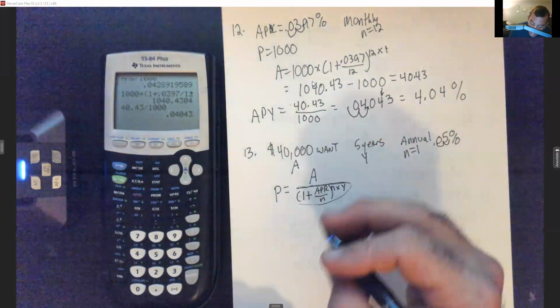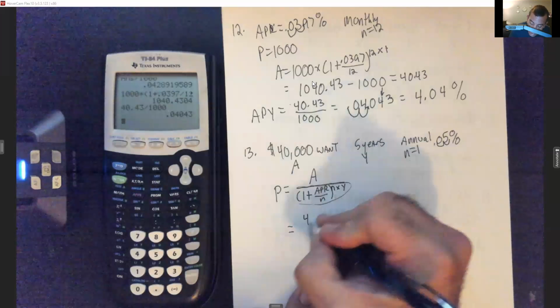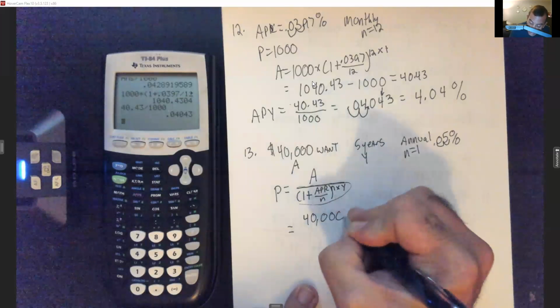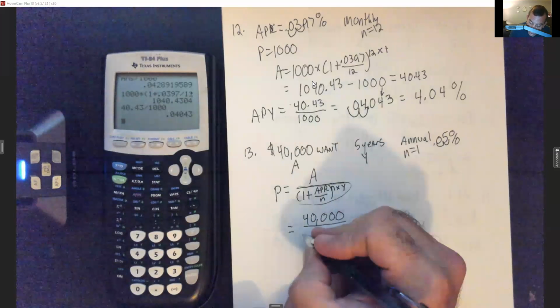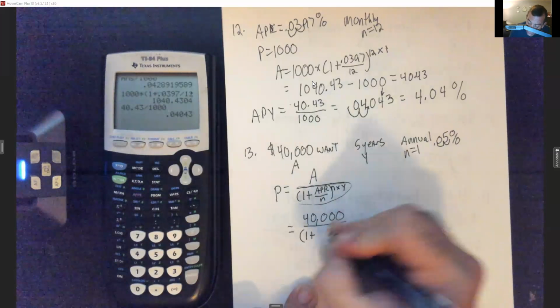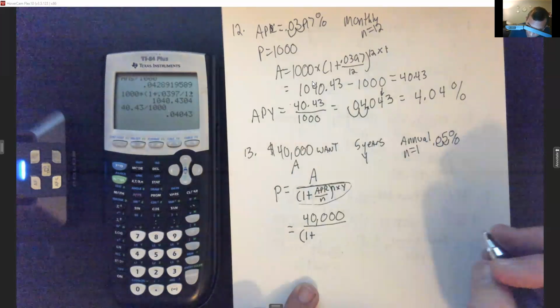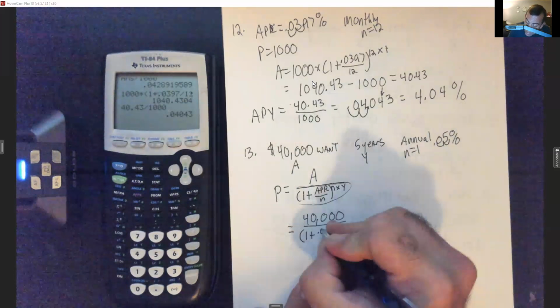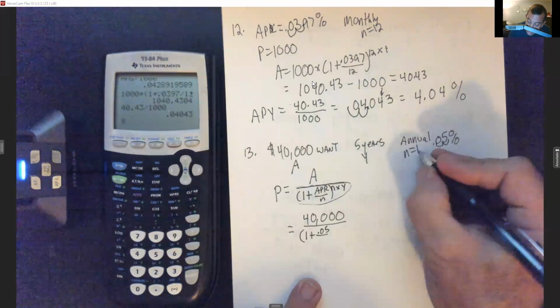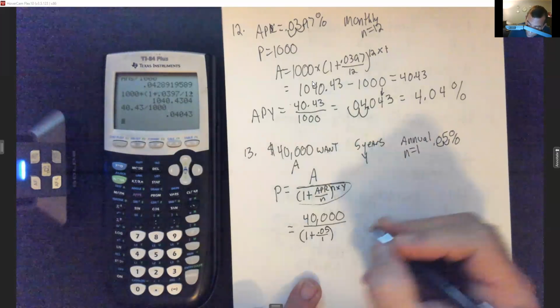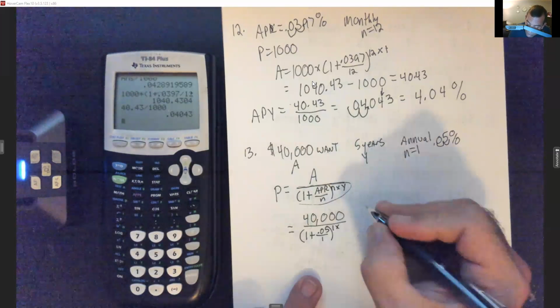So we got everything we need. We got A, which is 40,000. So that's what I'm wanting to end up with in 5 years. So I'm going to divide that by 1 plus my APR, which was 0.05, divided by N, which was 1. And then the exponent is a 1 times the years, which was 5.